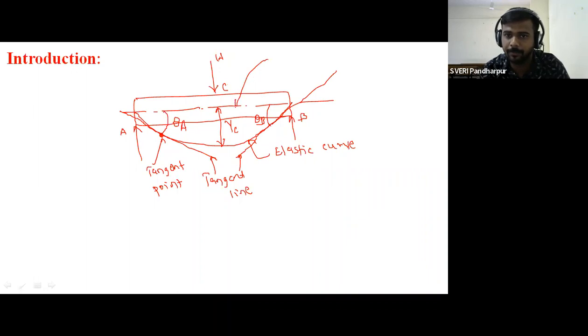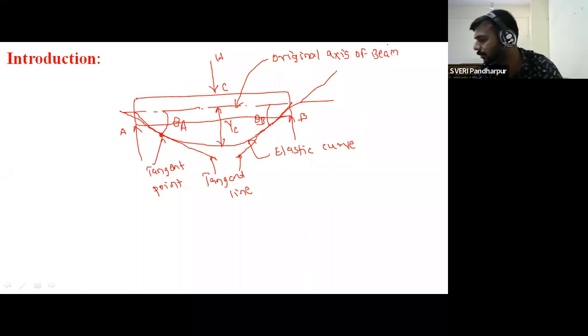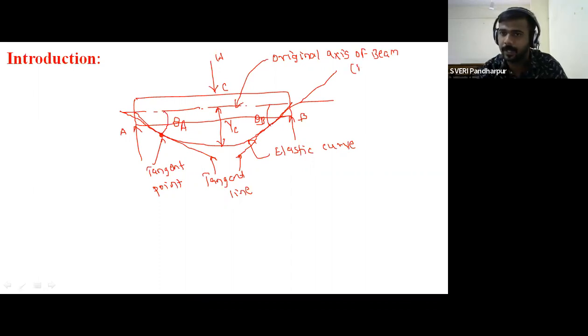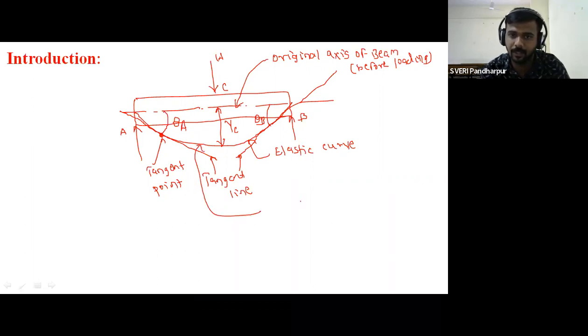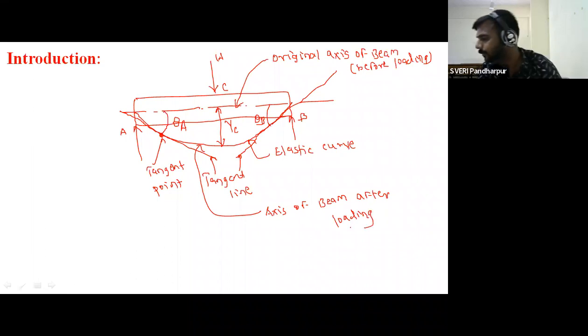The center of the beam is called the original axis of beam, in bracket, before loading, and again this is the elastic curve. This is the axis of beam after loading. The type of beam is considered as a simply supported beam. So this is the actual loading diagram.